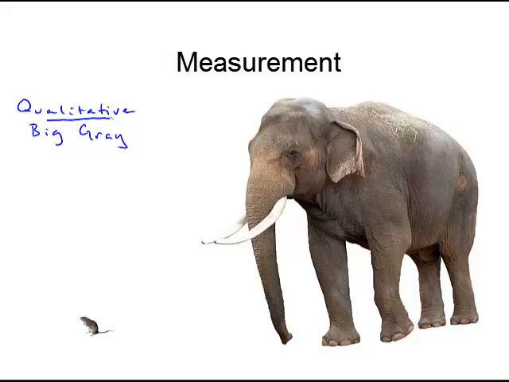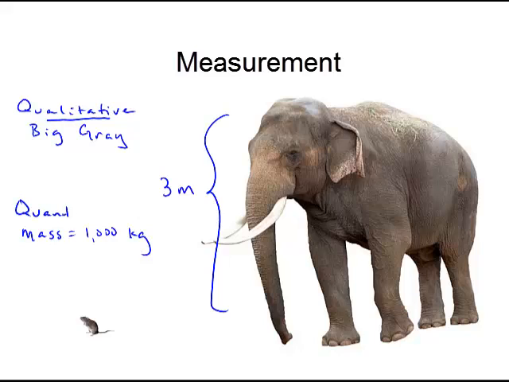On the other hand, we could also measure the elephant. We could say that the elephant is 3 meters tall, or that the elephant has a mass of 1,000 kilograms. These measurements are called quantitative descriptions. That is, they express a quantity which we have measured. In this chapter, we will focus on quantitative measurements.